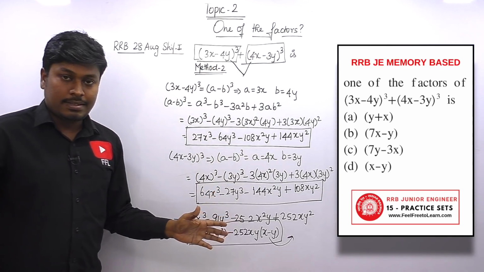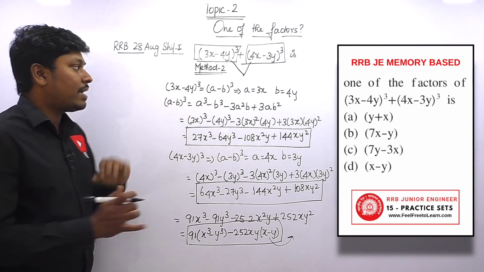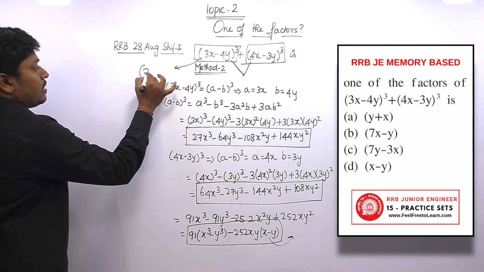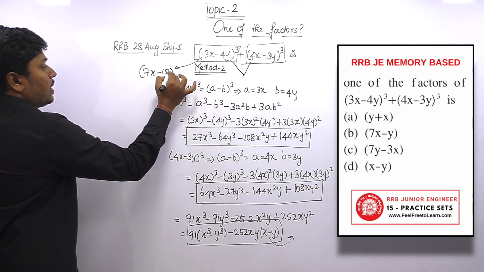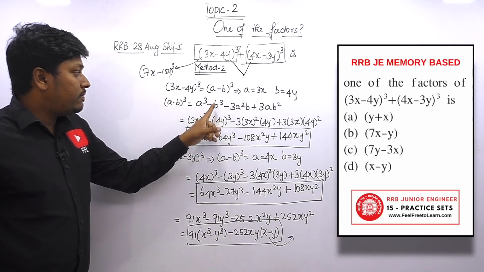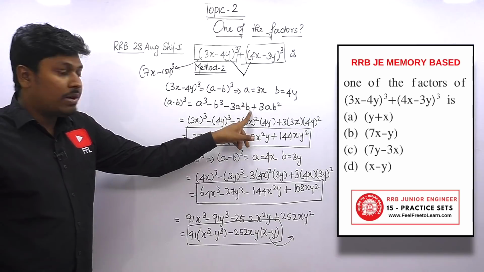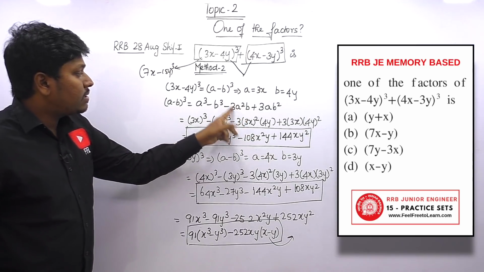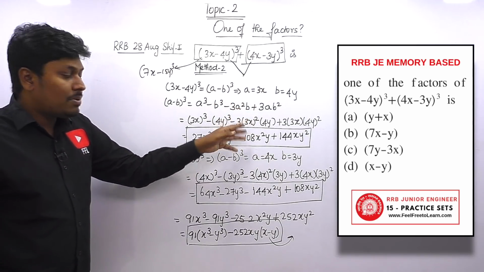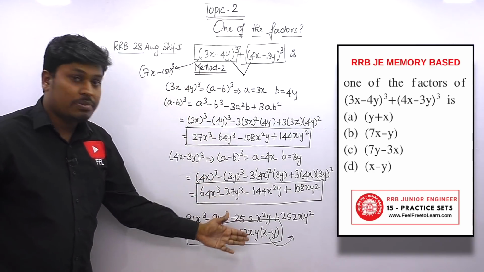Look at how lengthy it is. In case they ask 7x or 15y, for example, if the same number is 7x minus 15y the whole cube, think about how lengthy the process will be, because you have to cube the number 15 square, and similarly you will have 3a square b, that is 3 into 7x square into 15. It will go around 633 or 259 something. Definitely you can't proceed with this method.